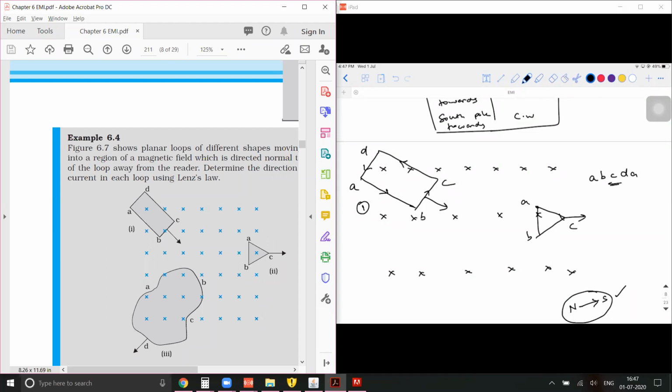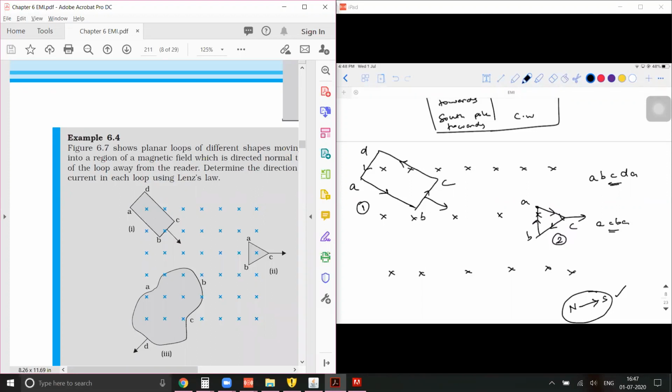Only thing is we need to verify whether the flux is increasing or decreasing. In the second case, is the flux increasing or decreasing? It is moving away. Decreasing. Decreasing means it will behave like opposite polarity, opposite of us. That is south pole. So it should behave like a south pole, and south pole means current should flow in the clockwise direction. So answer will be ACB. Similarly do for the third one.